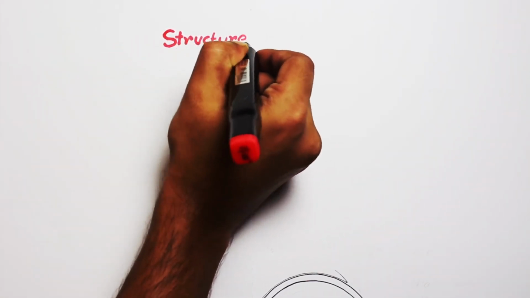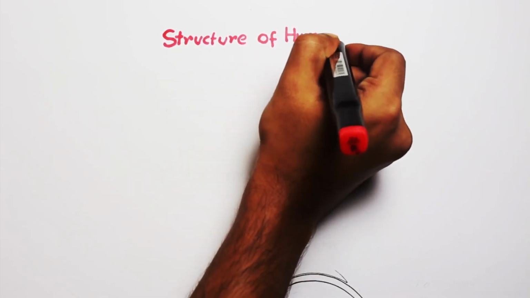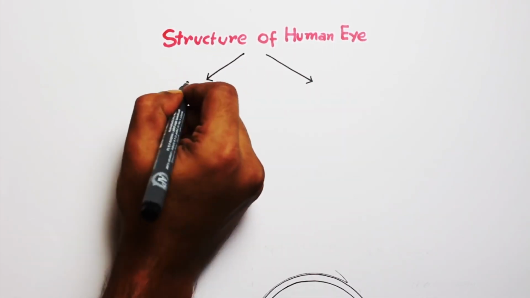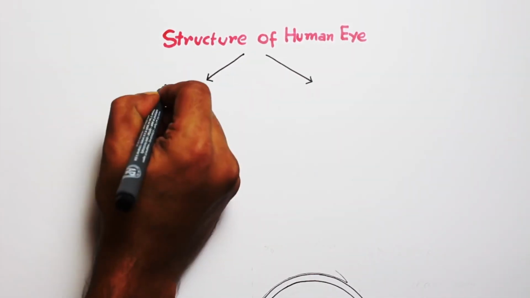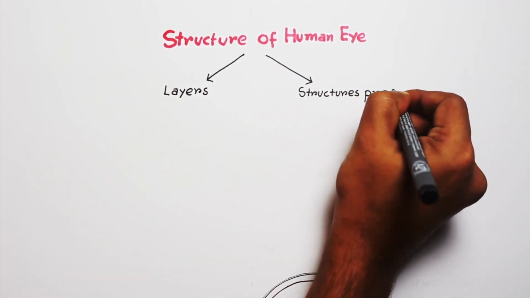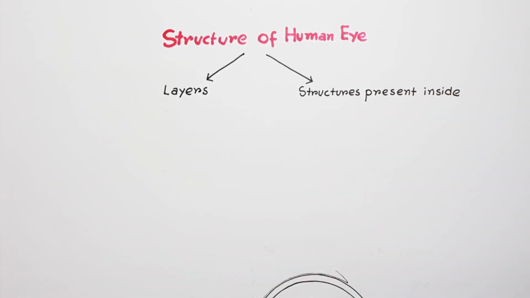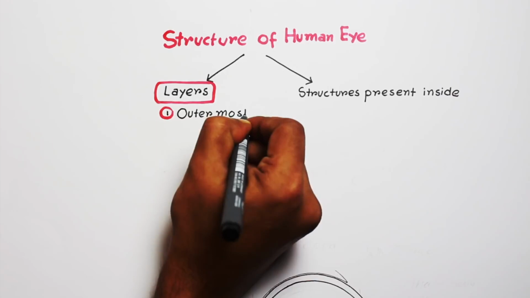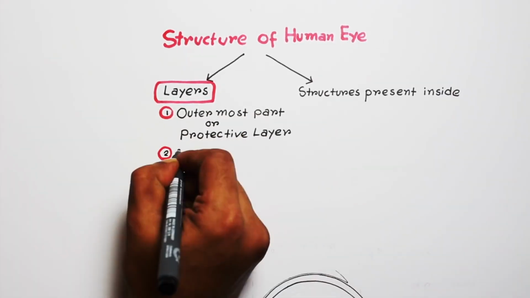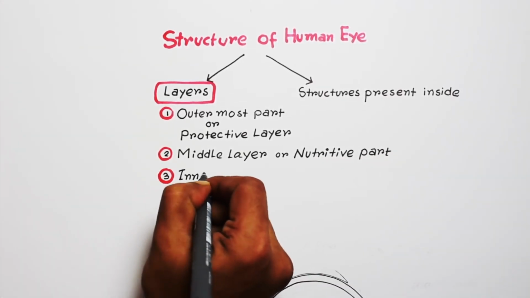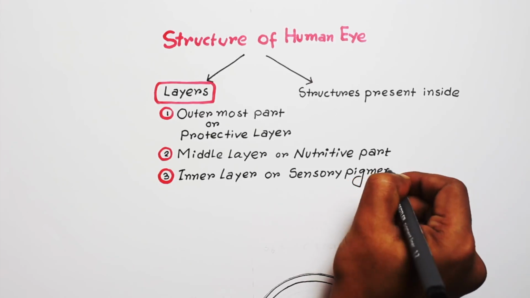In this video, we are going to discuss the structures of the human eye. For better understanding, we can divide it into two parts. One is the walls or layers of the eyeball, and the other is the structures present inside. So let's discuss the layers first. Basically, it has three layers: the outermost part or protective layer, the middle layer or nutritive part which provides nutrition, and the inner layer or sensory pigmented part.